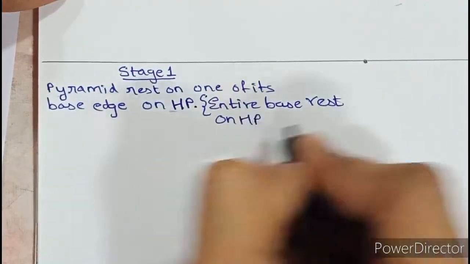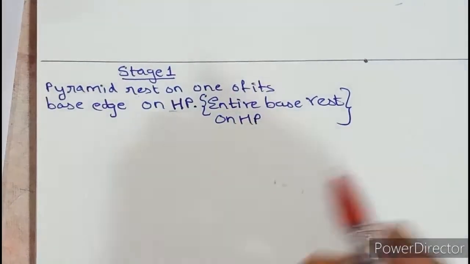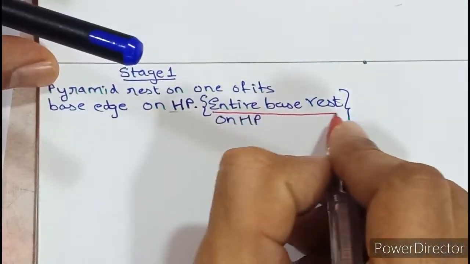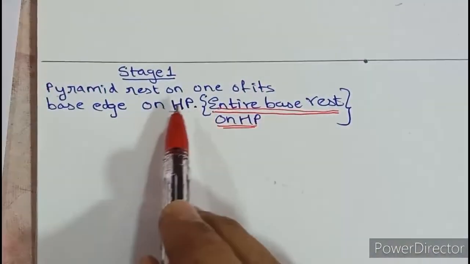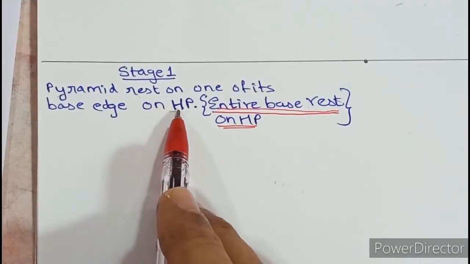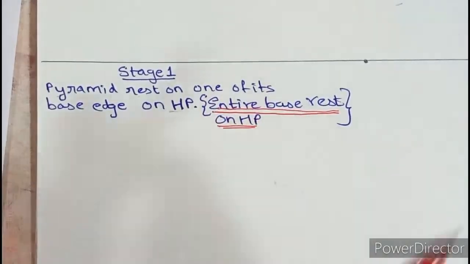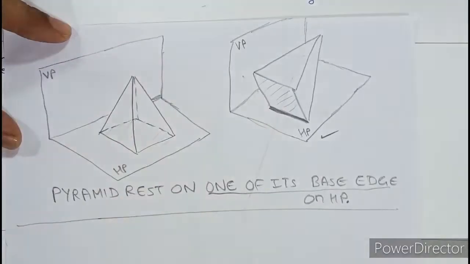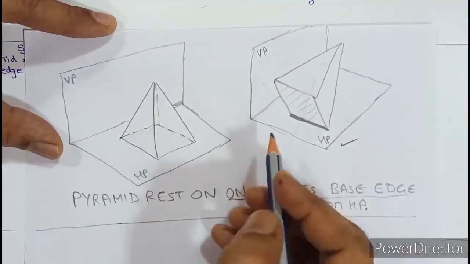In the first stage our objective is what is shown inside the bracket. So we need to satisfy this one. Forcefully or intentionally we should write like this. In the question they have said pyramid rests on one of its base edge on HP, so intentionally you keep the entire base on HP. Okay. So this will be our first stage, and then in the second stage we are going to tilt.